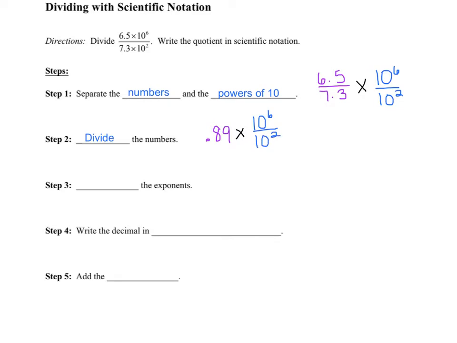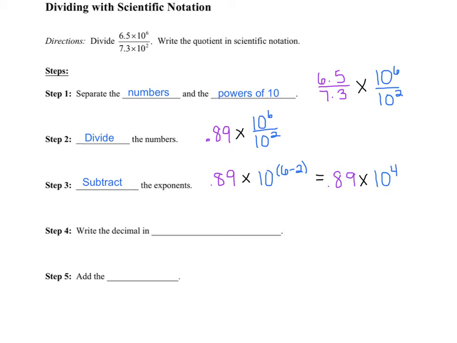We want to subtract the exponents. So in step 3, we're going to subtract our exponents. So let's bring down 0.89, and then we're going to times that. And we're going to follow our rules for exponents using division. So the same base is 10, and then we're going to subtract 6 minus 2. We're going to subtract our exponents, and that's going to equal 0.89 times 10 to the 4th power.